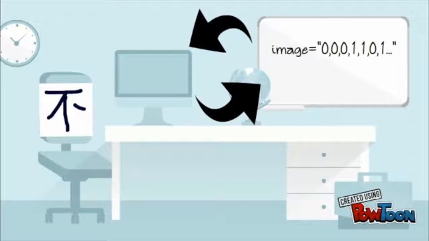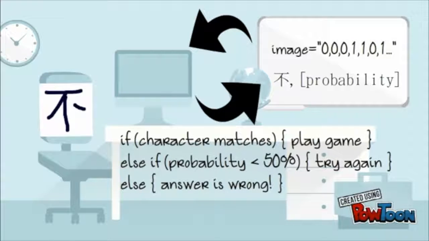The server responds with its classification of the written character and an associated probability. If the classification matches the correct character, the student is allowed to roll the dice to play the game. If the classification does not match but the probability is below 50%, the student is given a chance to write the character and submit again without penalty.